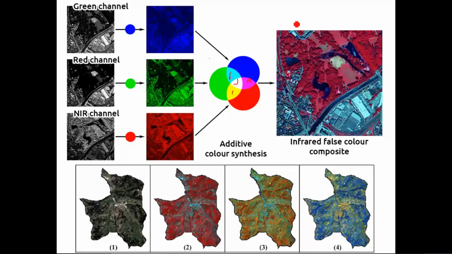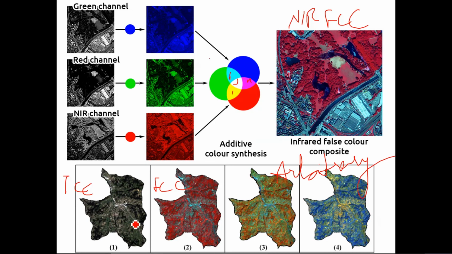So here you can see an NIR false color composite, NIR FCC, right? And here you can see a TCC. This is an FCC, and these two are arbitrary. Is that clear? Because I assigned various colors to various data collected in various bandwidths. Is that clear now?